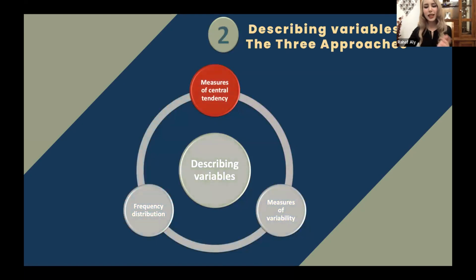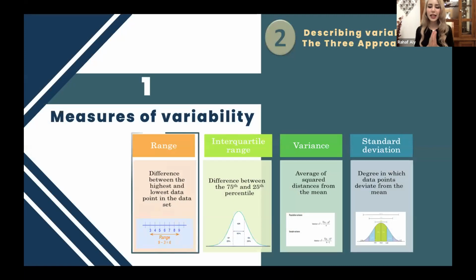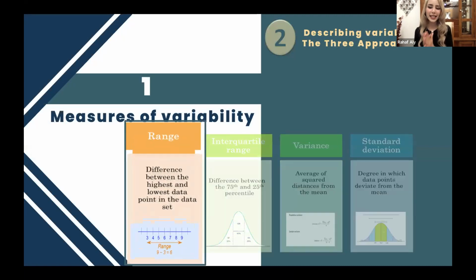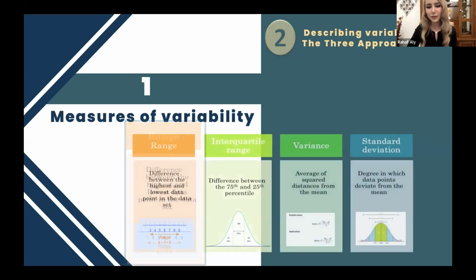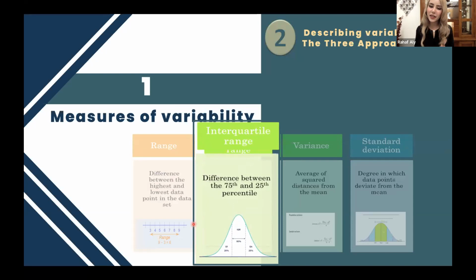So let's start with the measures of variability. We have the range, interquartile range, variance, and standard deviation. For the range, it's quite simple. It's just the difference between the highest and the lowest point. So the highest point here, which is 9, minus the lowest point, which is 3, is 6. And the interquartile range is the difference between the 75th and 25th percentile.